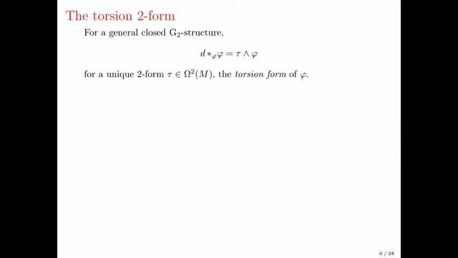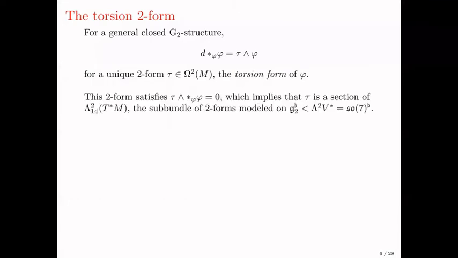Okay, so let's talk a little bit about the basics of closed G2 structures. We said it was torsion-free if this 5-form vanished. Well, if it's not torsion-free, it will have some torsion. Generally speaking, this 5-form is equal to tau wedge phi, where tau is some 2-form that you call the torsion form of phi. So for a closed G2 structure, you can associate this 2-form. It satisfies this special algebraic condition that tau wedge the 4-form should vanish. This implies that tau is a section of a particular subbundle of the space of 2-forms, a subbundle that's modeled on the Lie algebra G2.